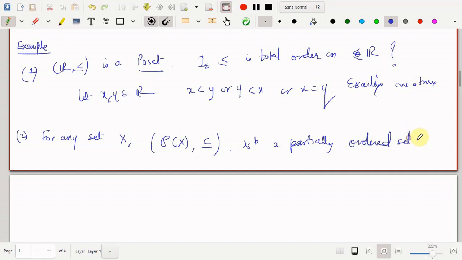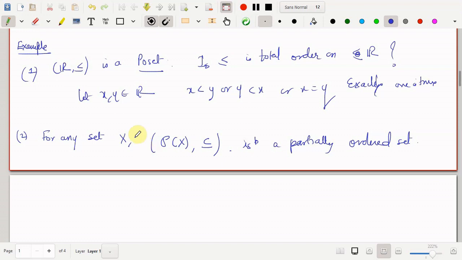Now the question is, is this a totally ordered set? Okay, so this in general is not true. Just think of it. Totally ordered means given two subsets of x, will they always be relatable? That means, will it always be true that A is a subset of B or B is a subset of A?